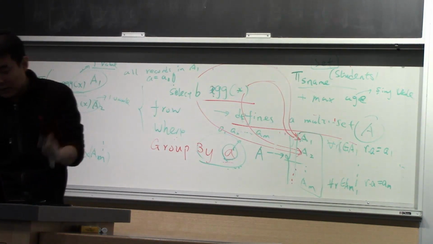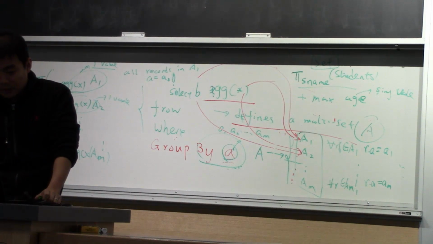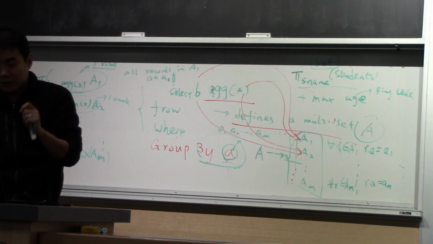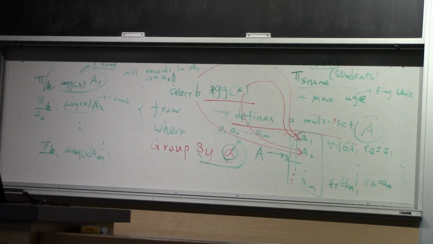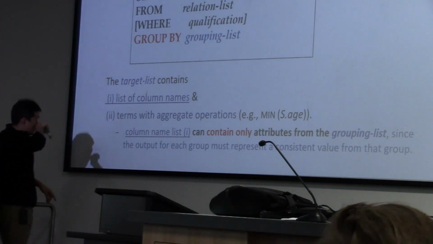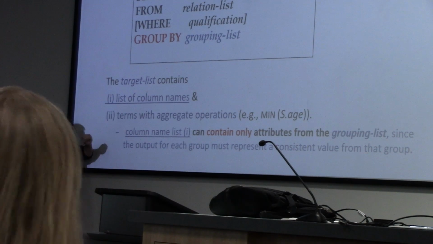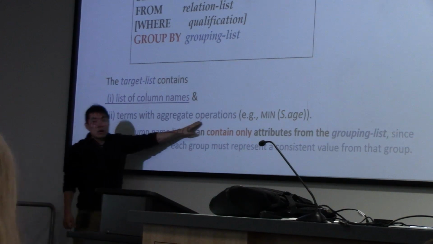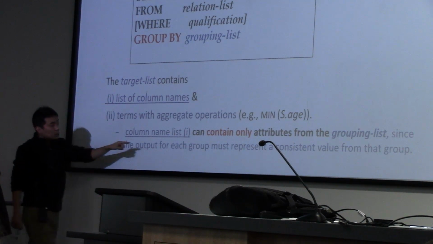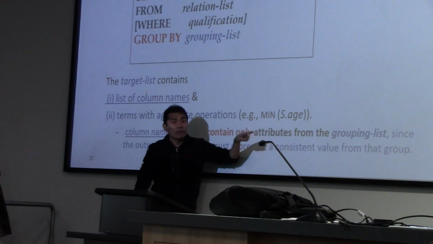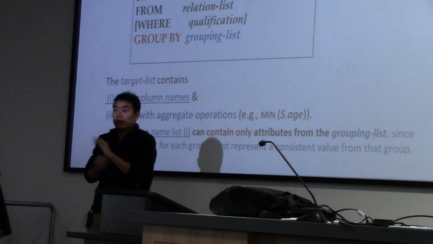Now, that being said, you understand why we have this constraint: once you have a group by condition, the target list, which is your select clause, must contain the following: a list of column names, either with an aggregation operation or an attribute from the grouping list. Nothing else.